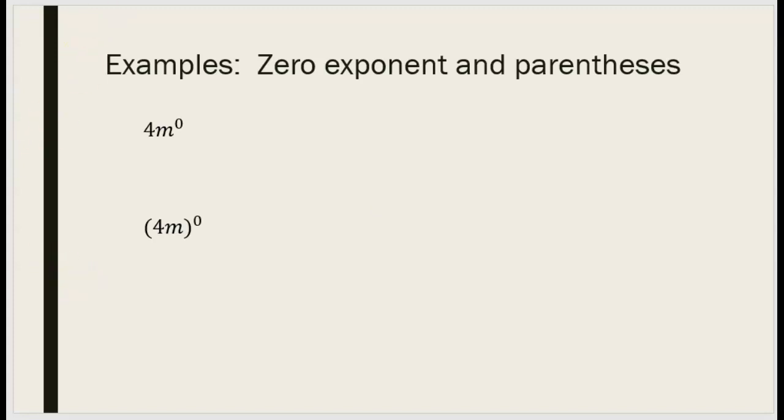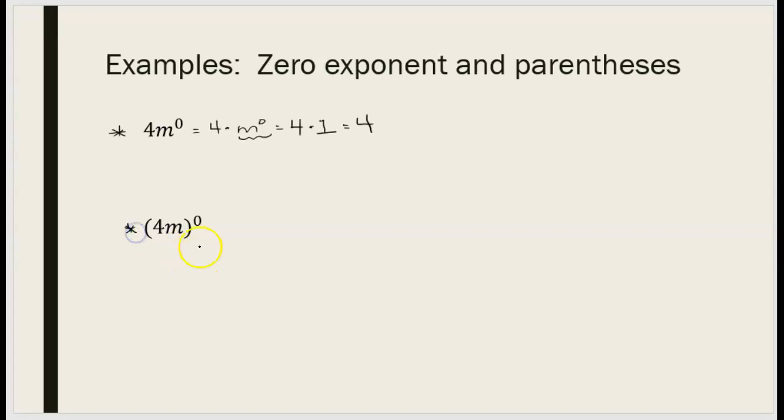All right, so we're going to do a quick example here. Let's look at this one up here first. What this really means is 4 times m to the 0 power. The only thing that the exponent of 0 applies to is the base of m in this case, right? We just talked about the fact that anything ever to the 0 power is 1, so this is ultimately 4 times 1, which is just 4, okay?